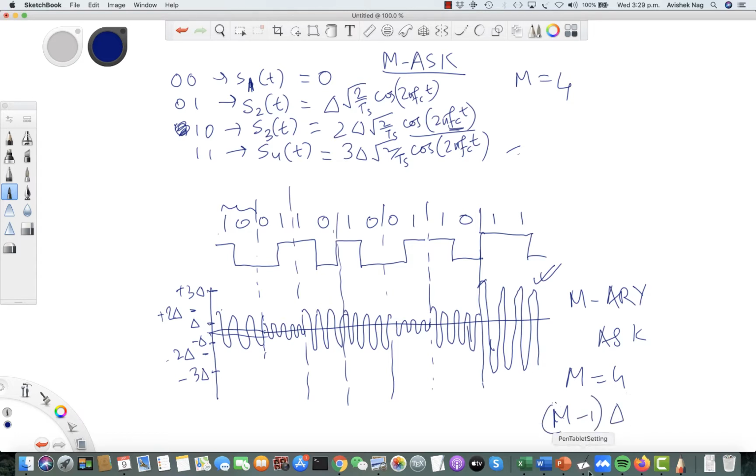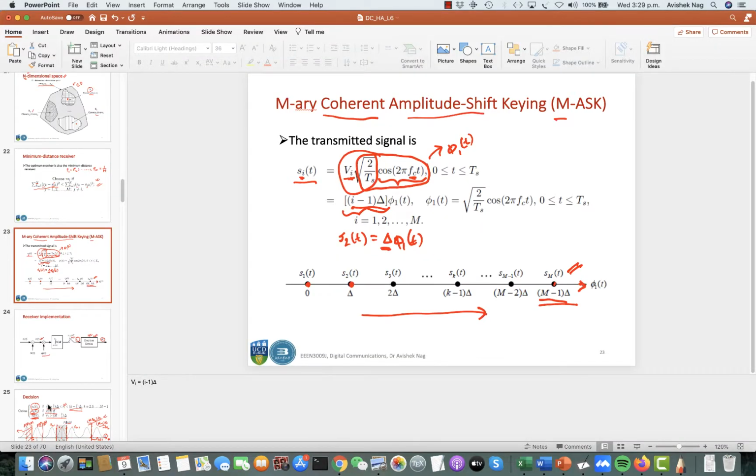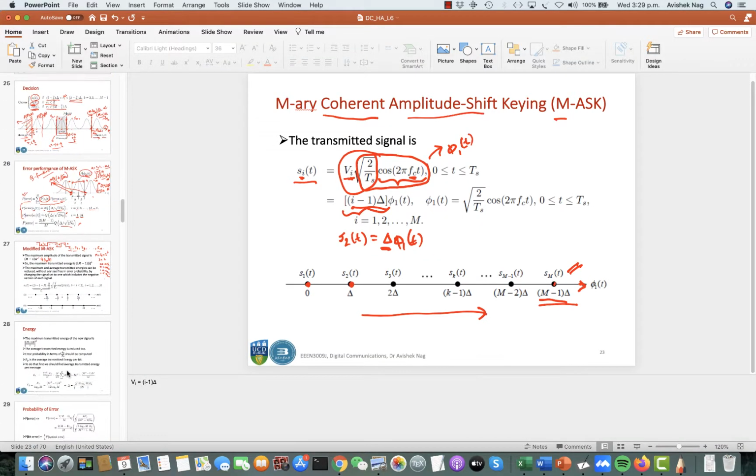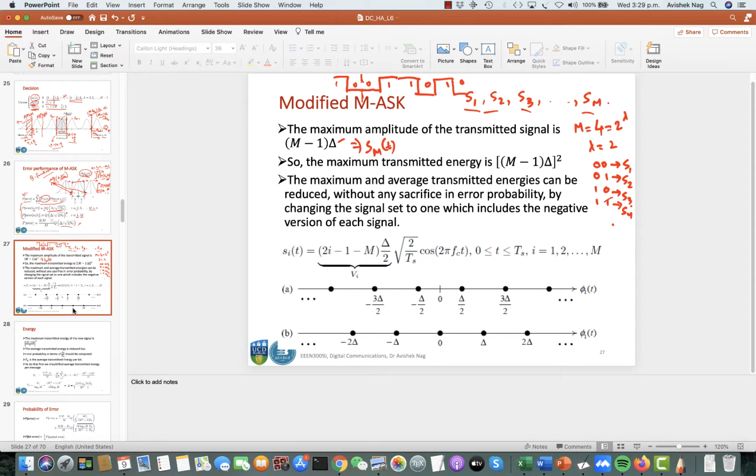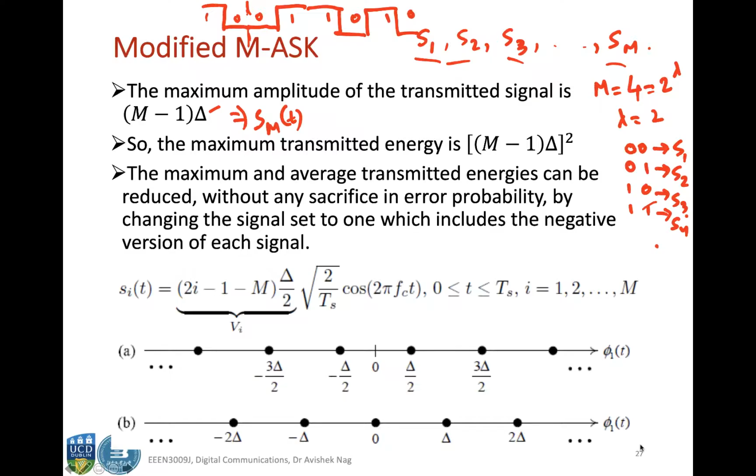Okay, so that is what is mentioned here in this slide. So the maximum amplitude of the transmitted signal is M minus 1 delta. So the maximum transmitted energy is M minus 1 delta whole square. Okay, because energy is the amplitude square, and the maximum average transmitted energies can be reduced without any sacrifice in error probability by changing the signal set to one which includes the negative version of each signal.